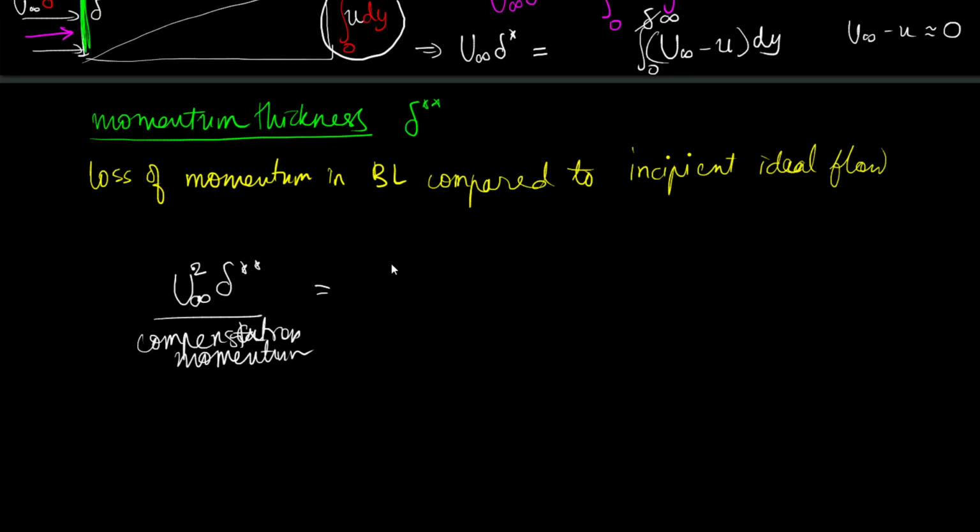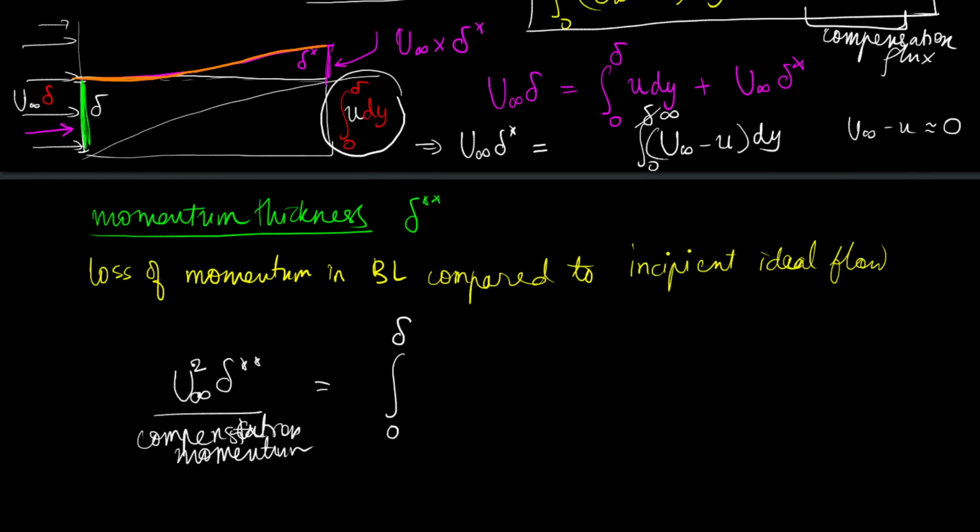So what is the difference in the momentum inside the boundary layer? So going from 0 to delta, at this particular point you are carrying a momentum of rho u, not rho, so it is simply u infinity, while inside the boundary layer you are carrying a momentum of u square.